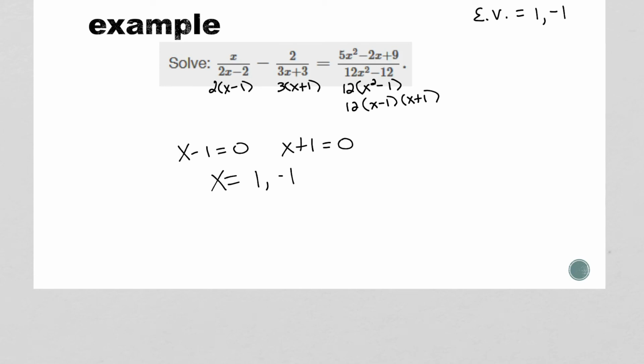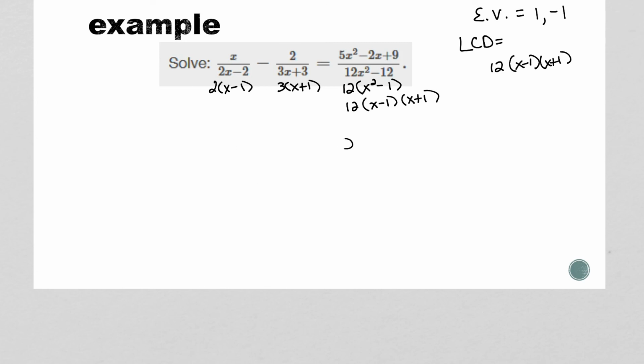Right, the next thing I want to talk to you about is the LCD. Okay, we know that it's got an x minus 1 and x plus 1, right? But now, what about that number? Okay, so the smallest number that 2, 3, and 12 can all go into is 12. So our LCD is 12 and x minus 1 and x plus 1. So that's what we're going to multiply by.